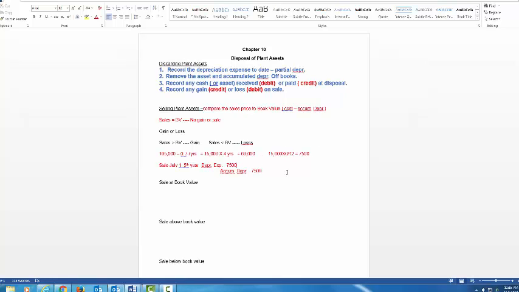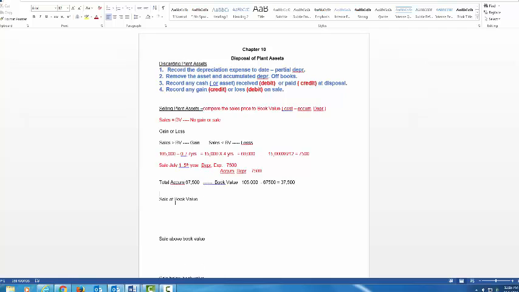And so that means my total accumulated depreciation would be $67,500. And so my book value for this asset at the time of sale would be the $105,000, my cost, minus my accumulated depreciation of $67,500, and it would give me a book value of $37,500. So that's my book value at the time of my sale.